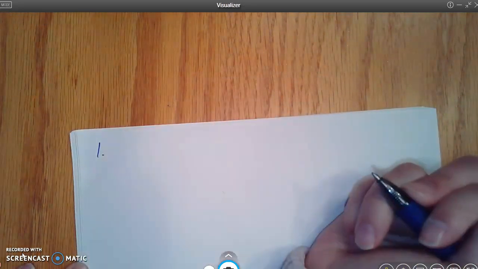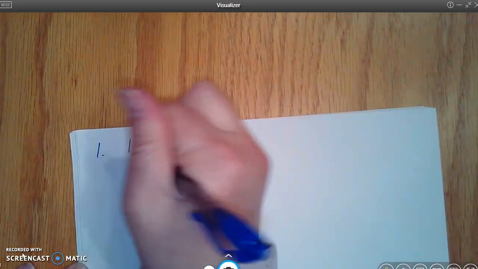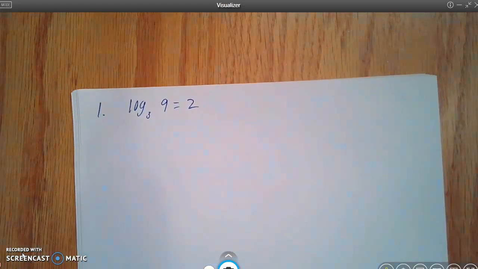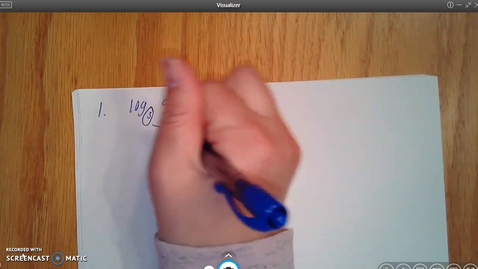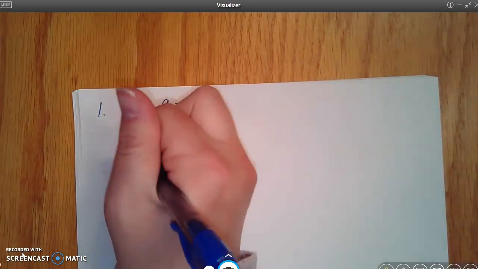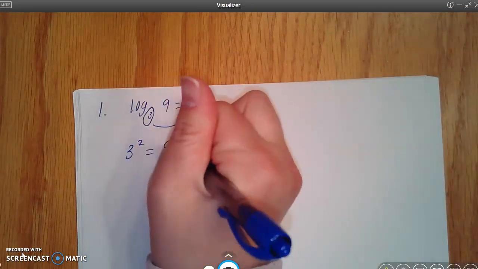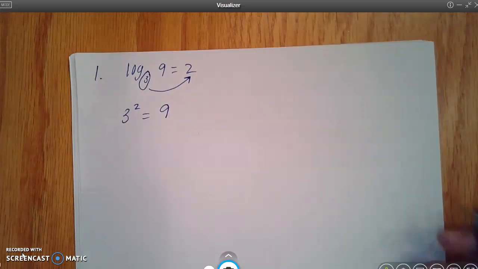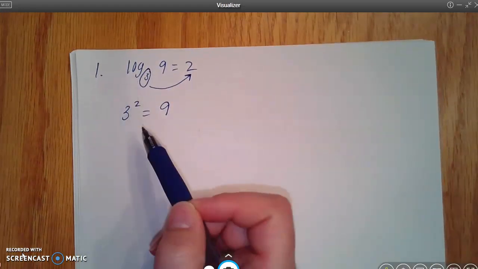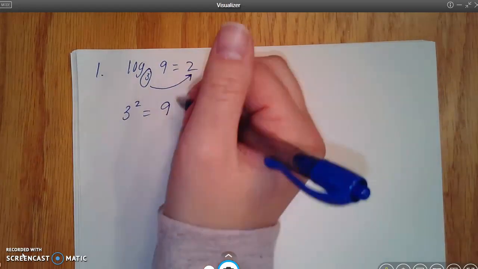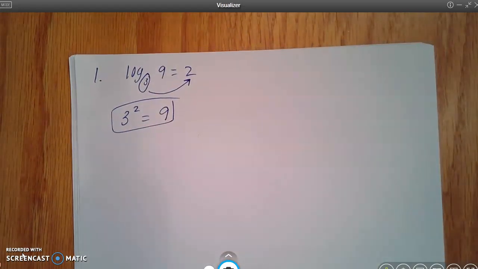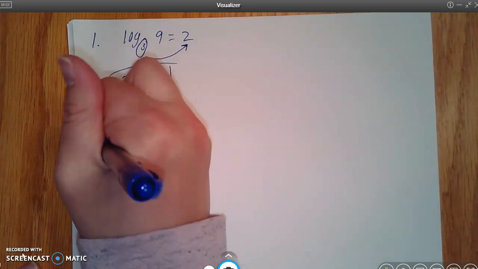For example, number 1, we have log base 3 of 9 is equal to 2. When it asks you to rewrite it, you take your base 3 and it becomes the base to the 2. So you get 3 squared, which is equal to 9. Notice when you're rewriting it, my log disappears. You can simplify it, but all they're asking you to do is rewrite it in exponential form.